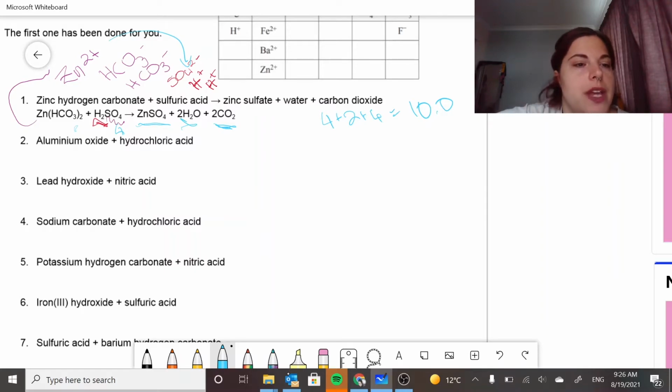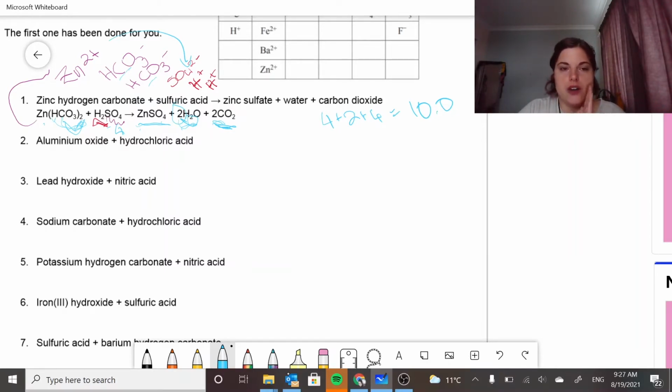So those are balanced. If we count our hydrogens, we have got 1 times 2, because the brackets indicate and the little subscript 2 indicates that there are 2 HCO3 minuses. So we've got 2 hydrogens plus 2 hydrogens, that's 4. 2 times 2 is also 4, so that's balanced. Okay? We have got 1 sulfate ion on each side and 1 zinc on each side. We also have 2 carbons on each side, because again, CC, okay? It is balanced.